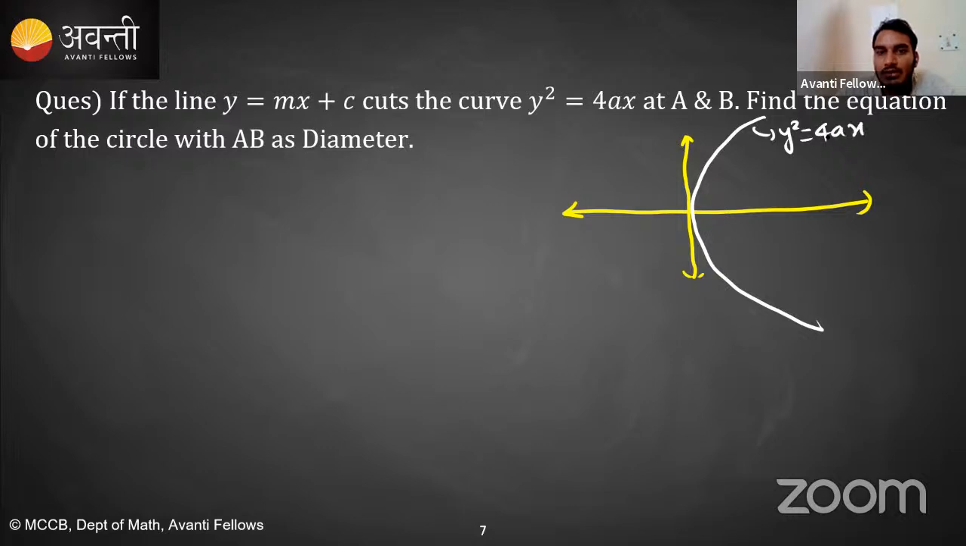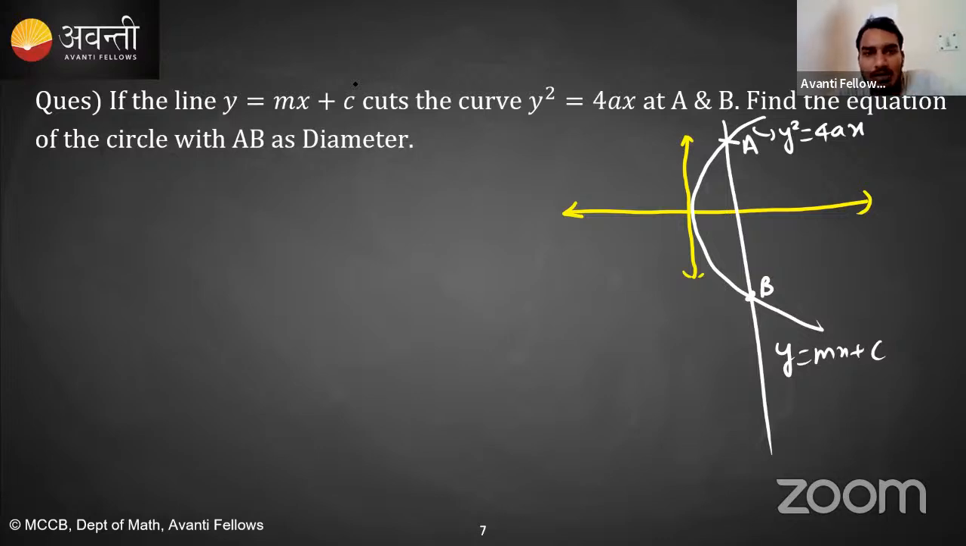This is y square equal to 4ax. Don't worry about it. This is a parabola which we will study in the next chapter. What the curve is does not matter. It's just that there are two equations, y square equal to 4ax, and the other is y equal to mx plus c. These two curves intersect at two points A and B. So find the equation of the circle with AB as diameter. This is the question. I'm giving you 1 minute, everyone. Solve this question and let me know the answer.